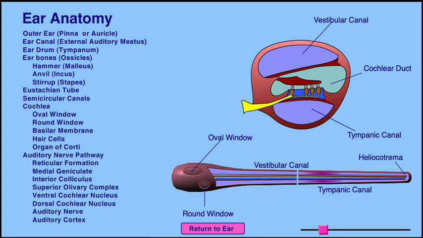The round window releases pressure built up in the cochlea. When the oval window bulges in, the round window bulges out. Energy transmitted by the round window returns to the atmosphere through the eustachian tube.